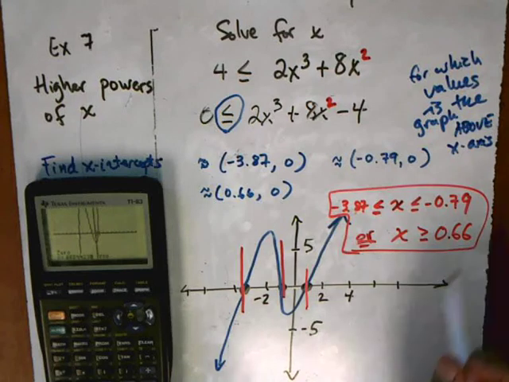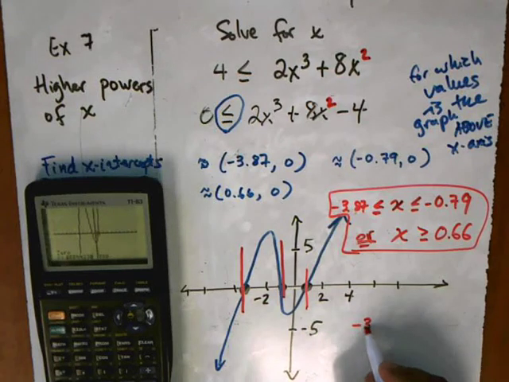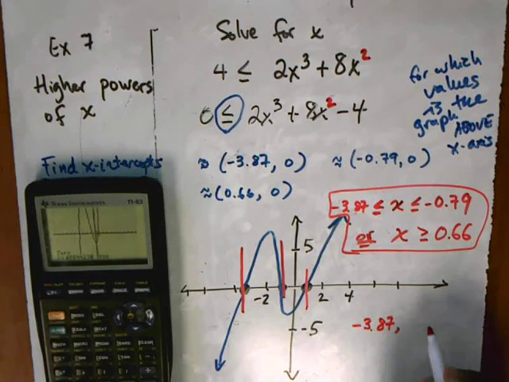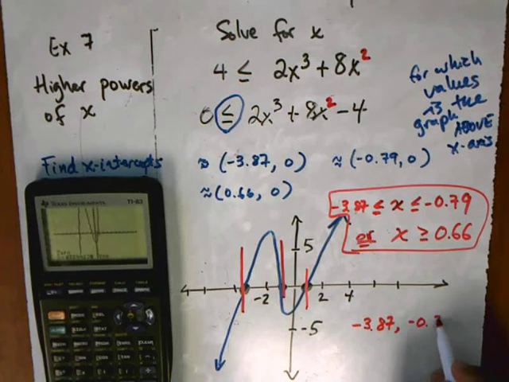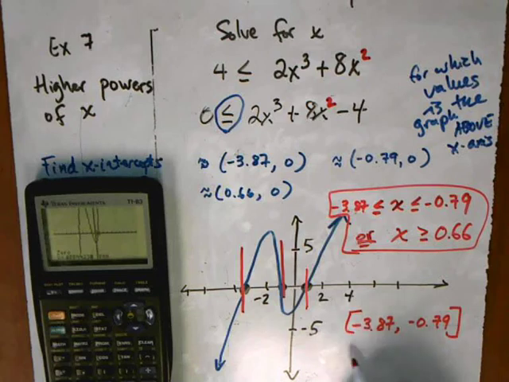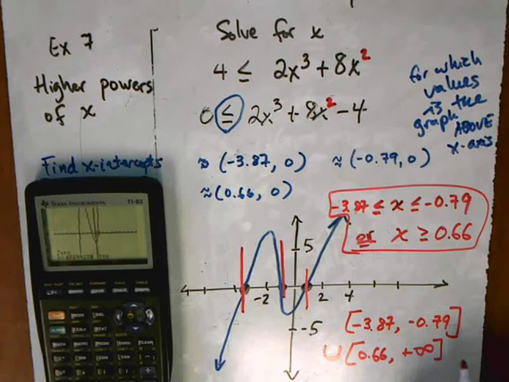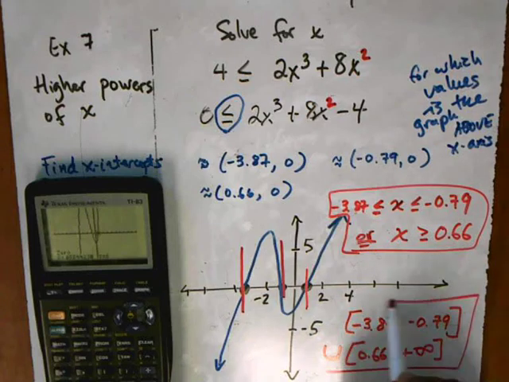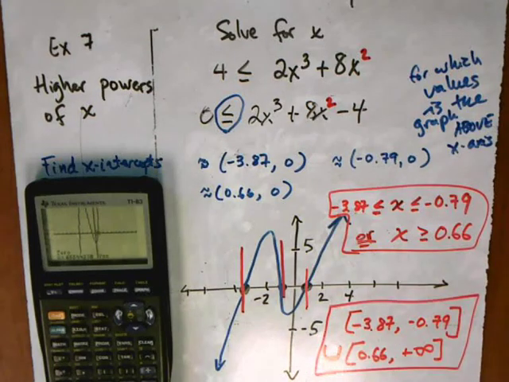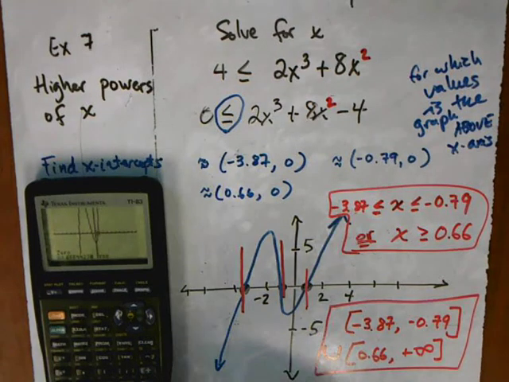And I can also write this in interval notation. So the first part, my left bound, is negative 3.87. My right bound, or my upper bound, is negative 0.79, and this is inclusive. Union, remember that anything from 0.66 onto positive infinity. And there you have it.